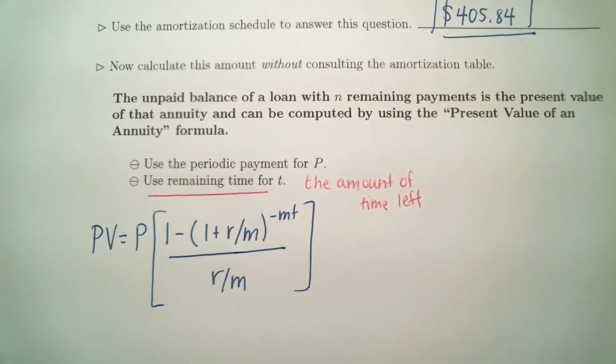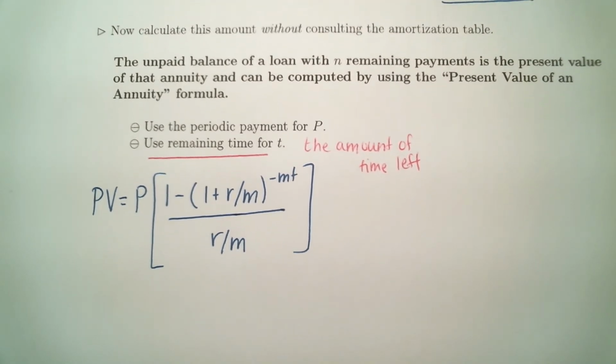So those are two very important statements, okay? P is going to be the periodic payment that you're used to making. Big thing, you've got to use remaining time: how much time is left on the loan when you're computing unpaid balance. The other thing is if you're solving for the unpaid balance, yes, you're going to use this formula. You're actually going to be solving for PV.